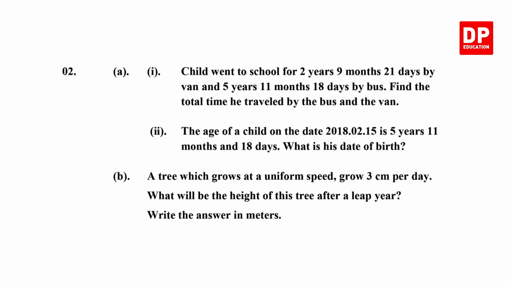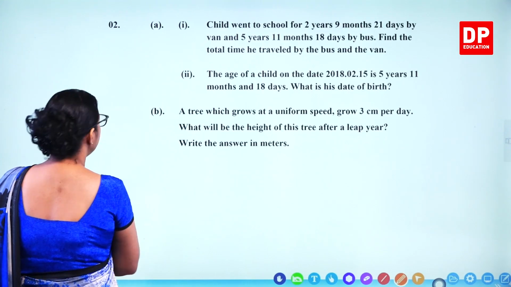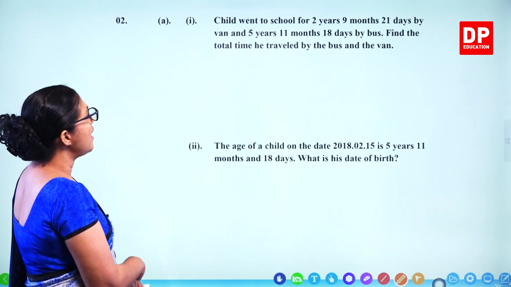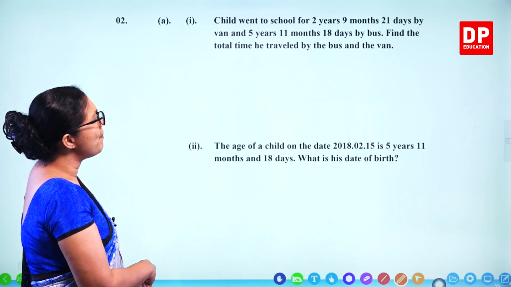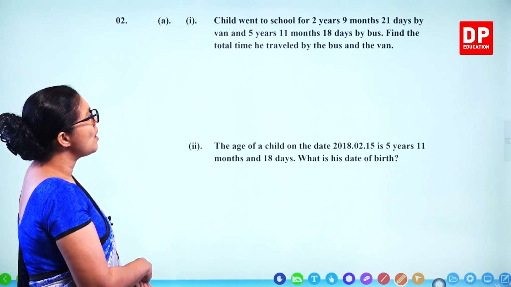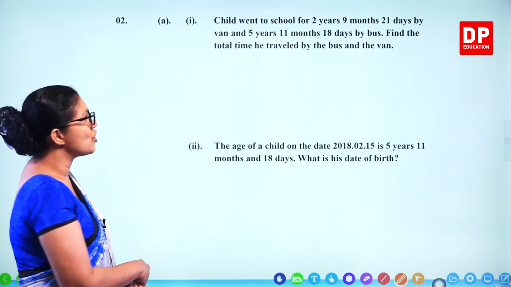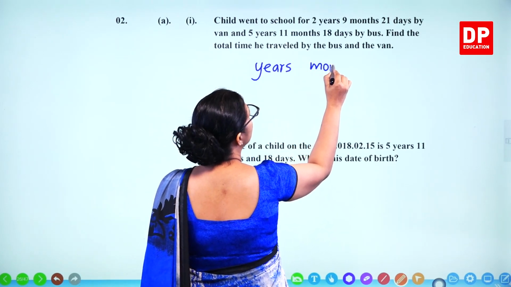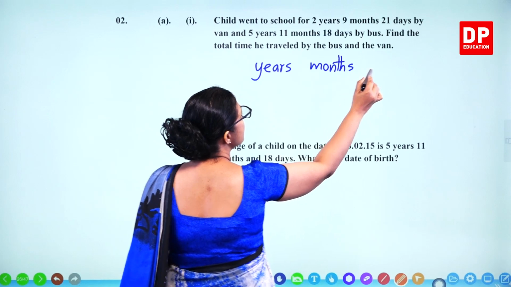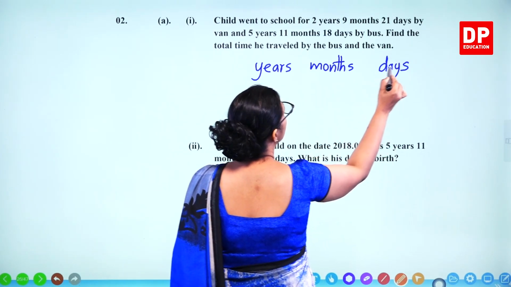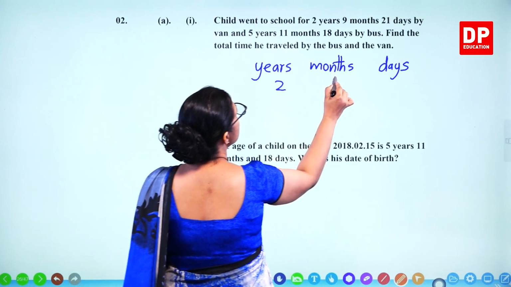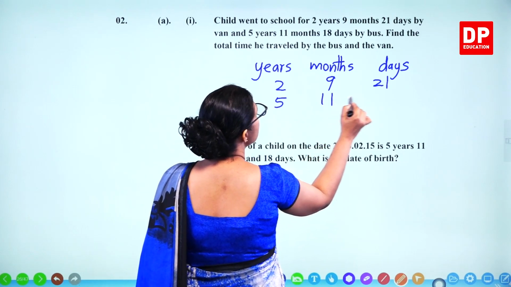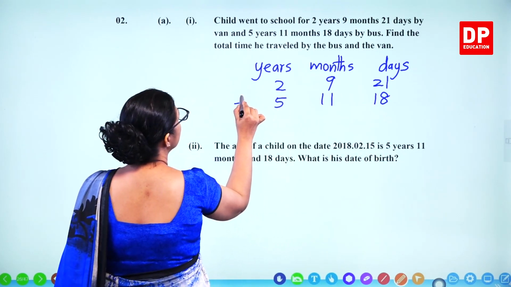Let's take question number 2. So you get 2 parts there. A child went to school for 2 years, 9 months, 21 days by van and 5 years, 11 months, 18 days by bus. Find the total time he travelled by bus and van. So that means addition. It says years, months and days. 2 years, 9 months, 21 days. 5 years, 11 months and 18 days. Just add it.